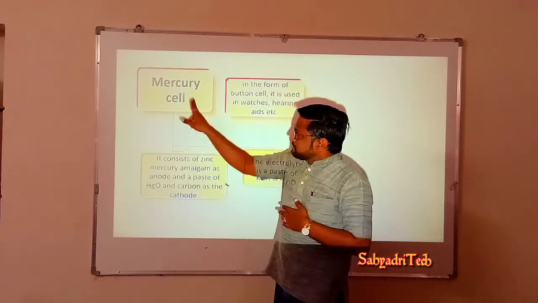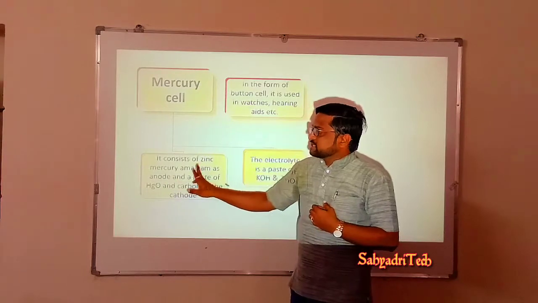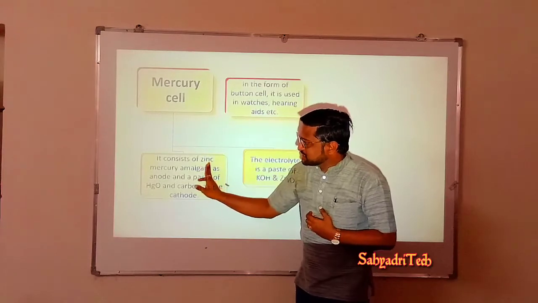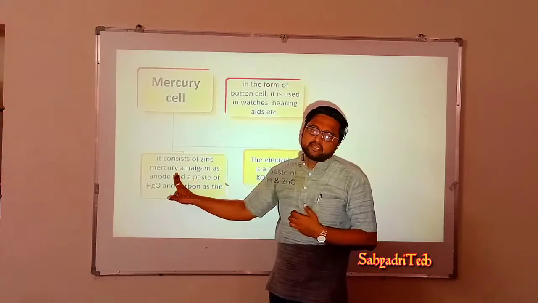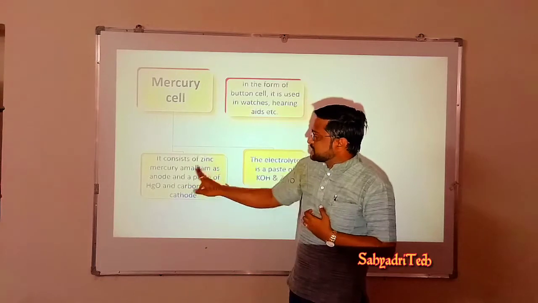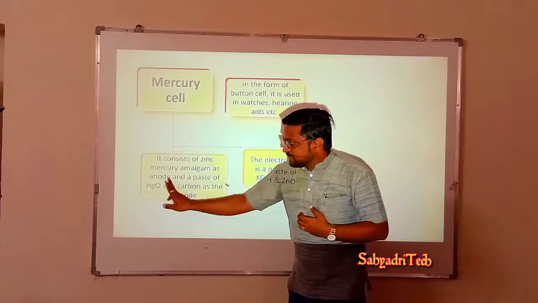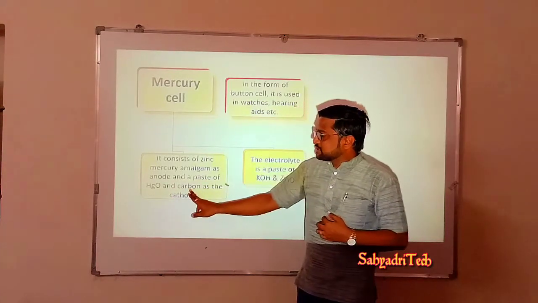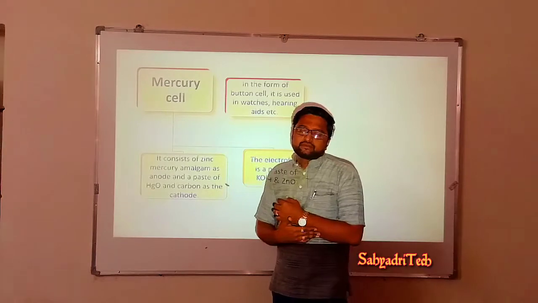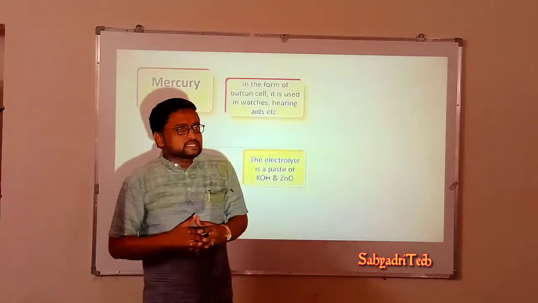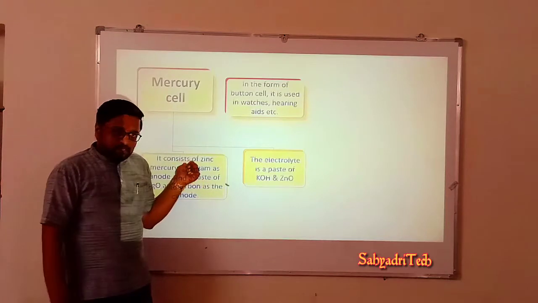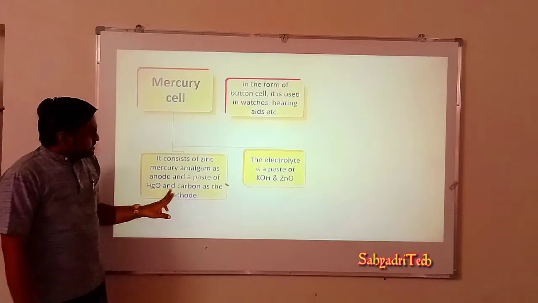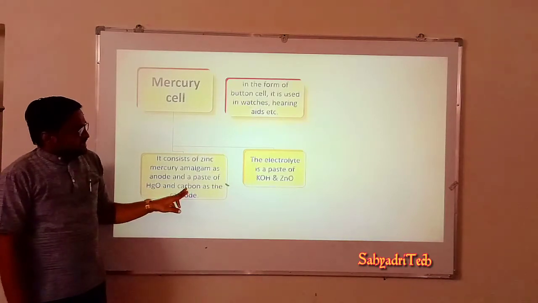So here in the mercury cell, which one acts as the anode? A zinc amalgam. So simply it is called zinc amalgam, which is nothing but a homogeneous mixture of zinc metal with mercury. So it consists of zinc mercury amalgam which acts as the anode, and a paste of mercuric oxide and carbon which acts as the cathode.